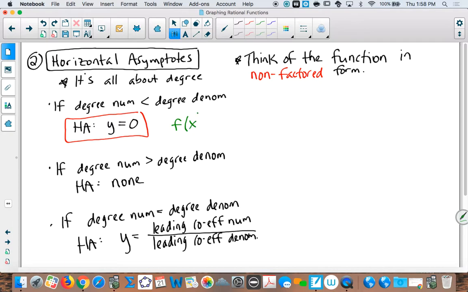So that could look something like this. I'll make it pretty simple. Degree of the numerator, I'll just put x in the numerator, has to be less than the degree of the denominator. So your denominator has to be at least something squared. Okay? Degree of the numerator is less than the degree of the denominator. Our horizontal asymptote will be y equals 0.